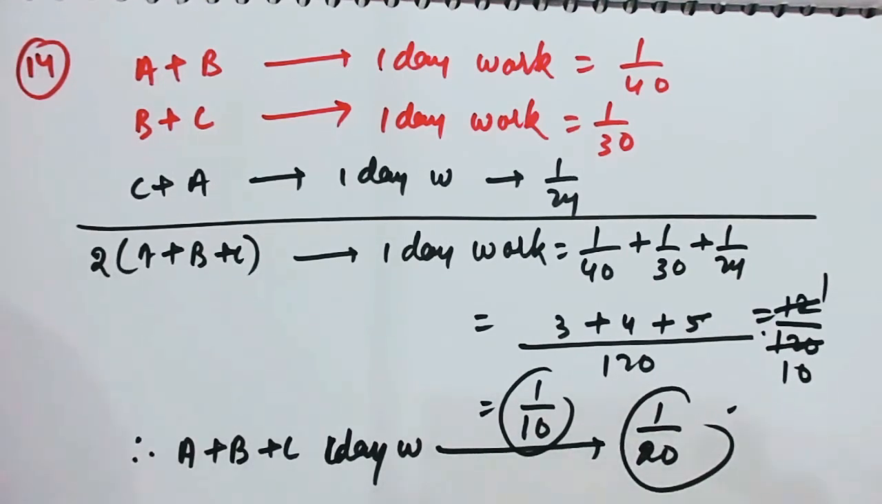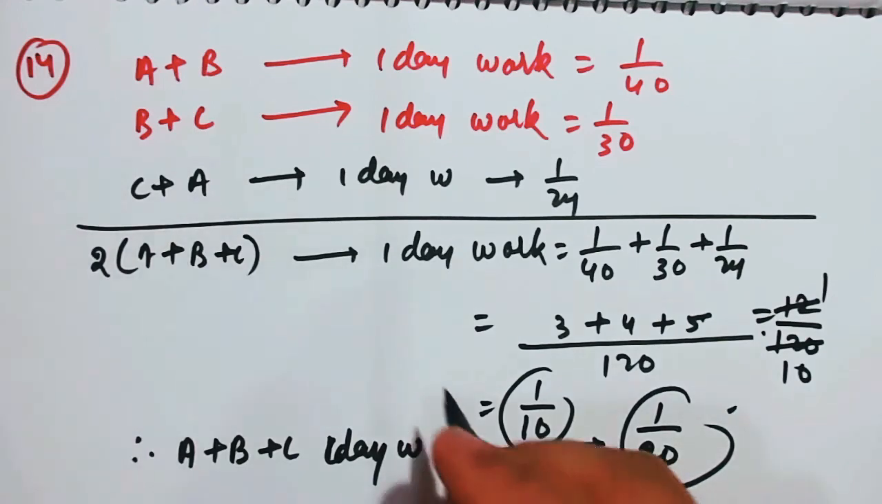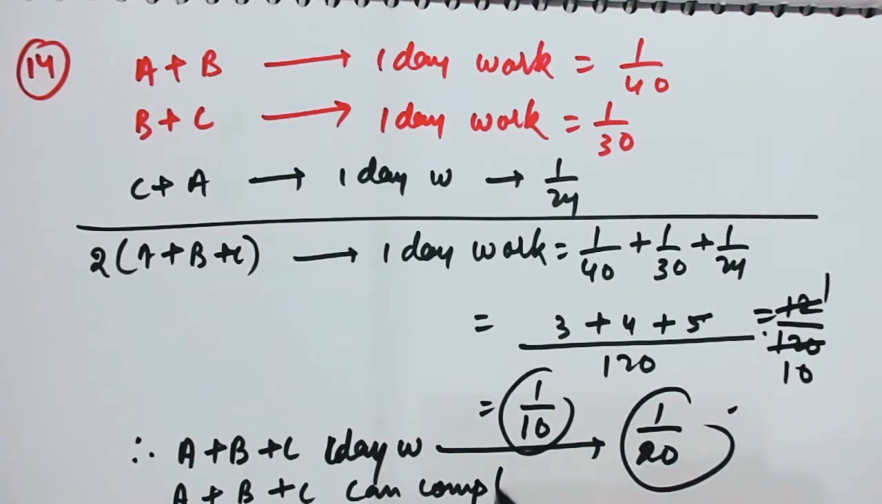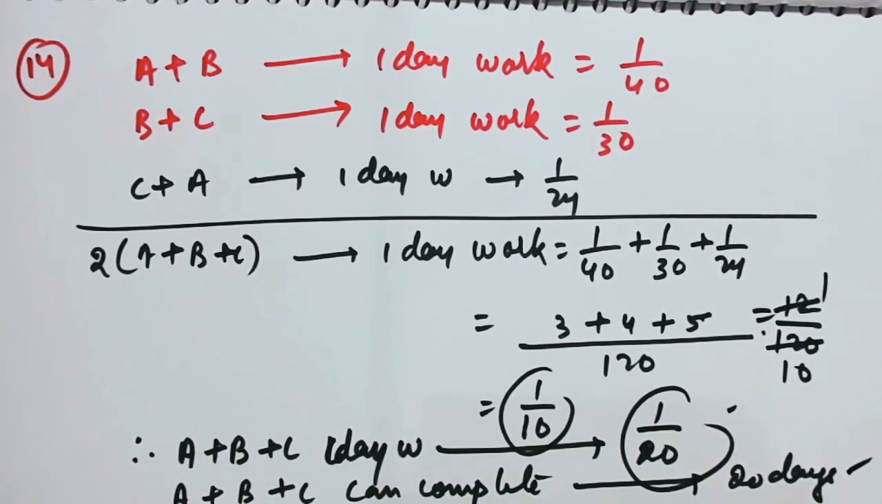Okay, so 20 days. Now what are they asking? They are asking in number 14, how long will it take to do the work working together? So working together, A plus B plus C can complete the piece of work in 20 days. This was our first problem.